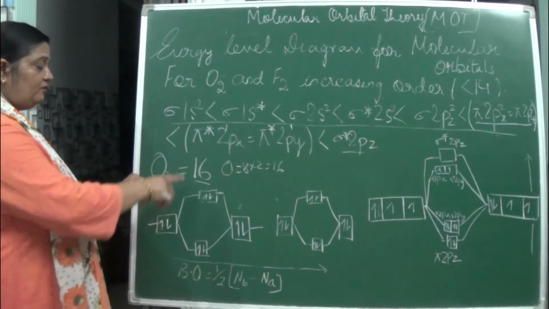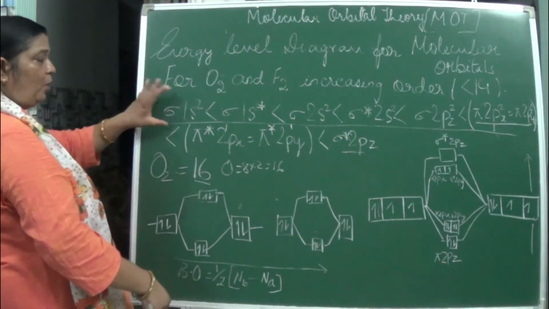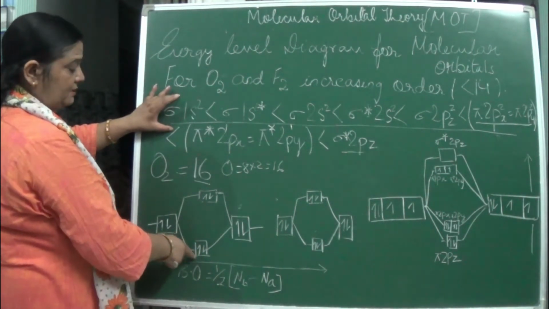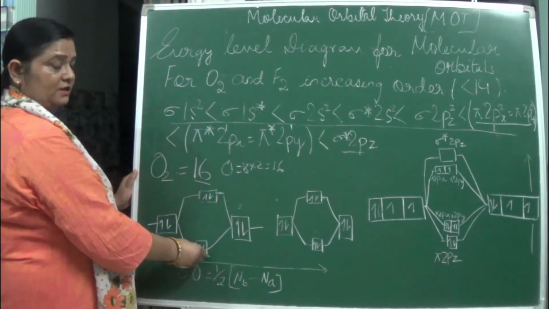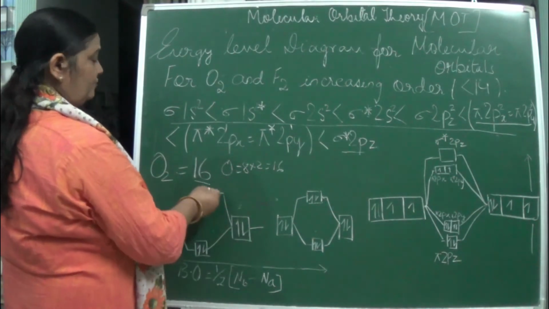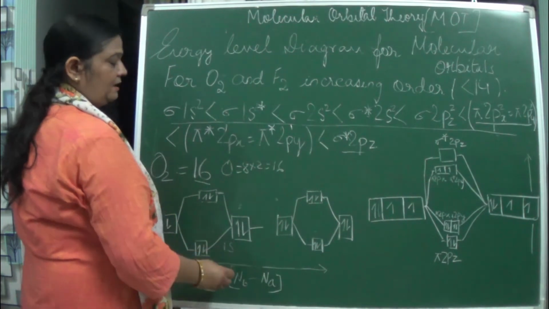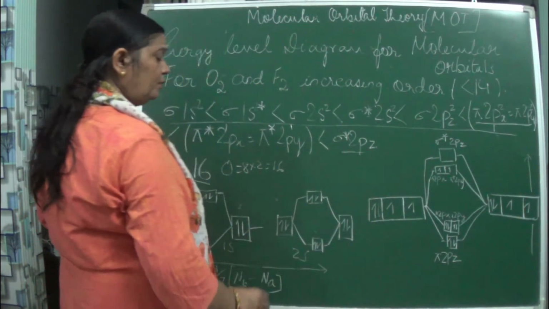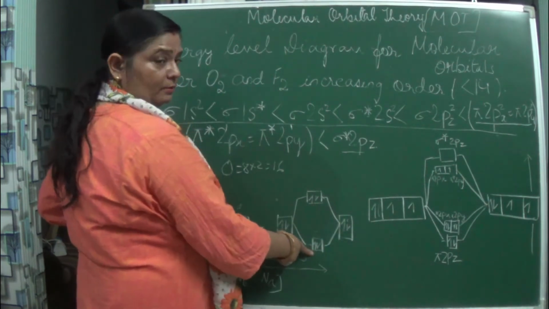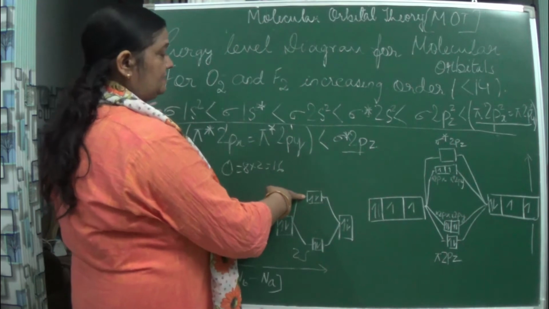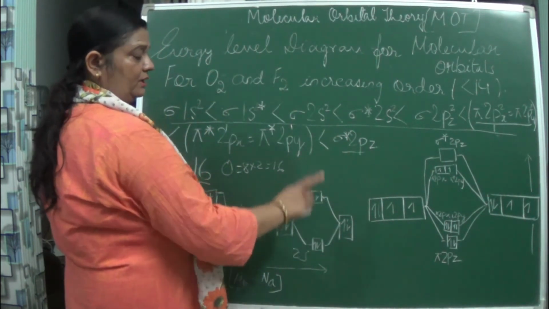Now first we will be filling up the sigma 1s bonding orbital. One electron comes from here and one from here, and it fills up, then 2 are left, which fill in the anti-bonding. Now coming to 2s: one electron from this atom, another from the other atom in the bonding, and then the anti-bonding orbital also gets 2 electrons.